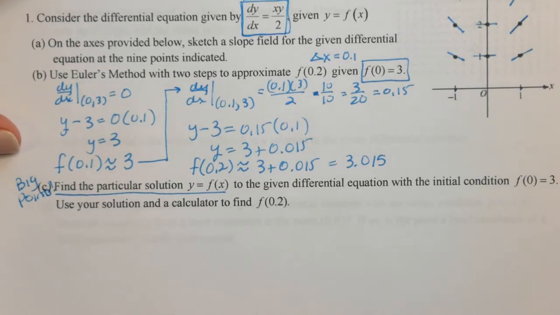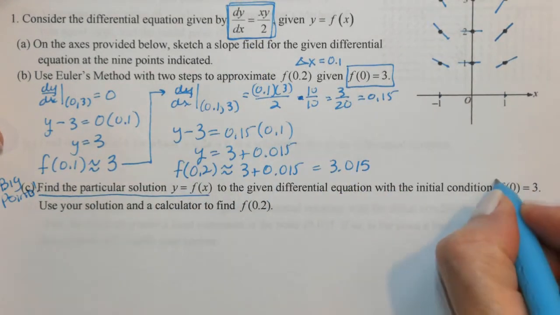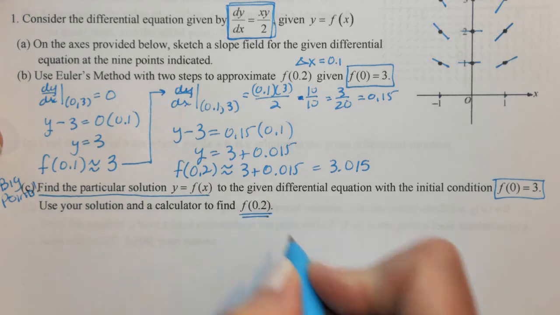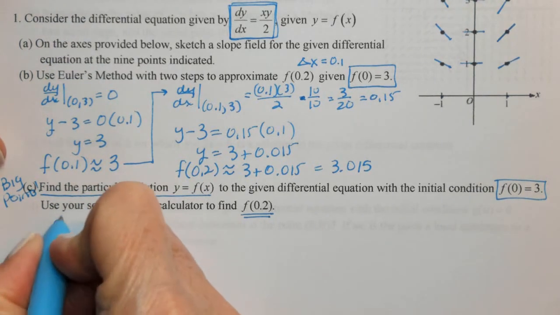Okay, big points. Find the particular solution to that differential equation with the initial condition f of 0 is 3. And then use your solution and a calculator to find f of 0.2. Your test in my class is not going to be with a calculator. Okay? FYI. Alright, so here is the differential equation.